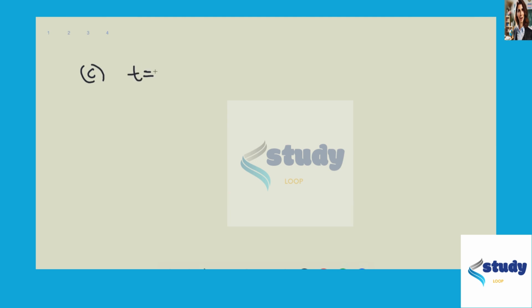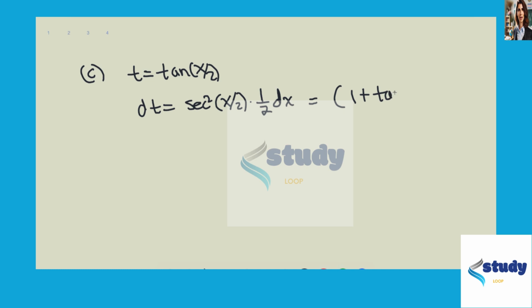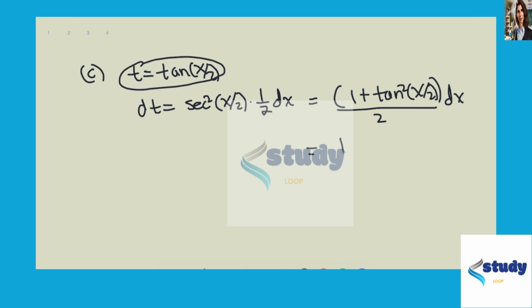So recall the definition of t. Let's go ahead and take a differential on each side. By the chain rule, we have a 1/2 and then dx. I could also write this as 1 plus tan squared x over 2. This is by the Pythagorean identity. And just write that 2 in the denominator. Using t, the definition, this is 1 plus t squared over 2.